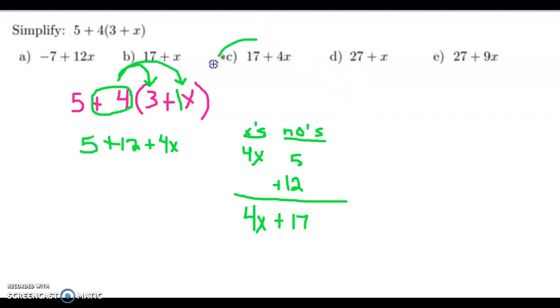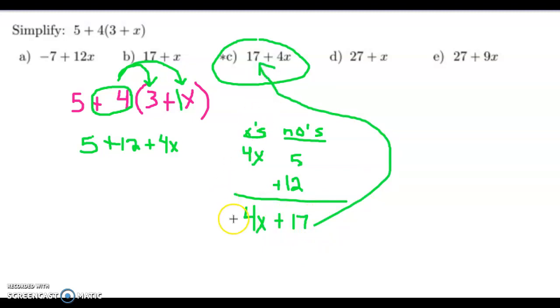Now notice up here the way it's written, the 17 comes first, but it doesn't matter. As long as the 17 is positive here and positive here, and as long as the 4x is positive here and positive here, that means it's the same answer.